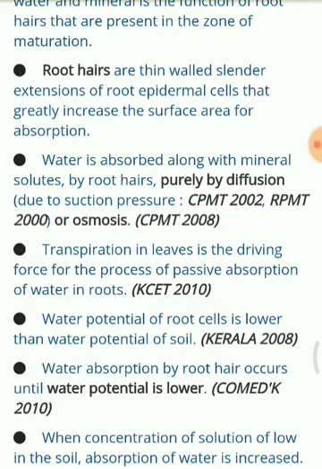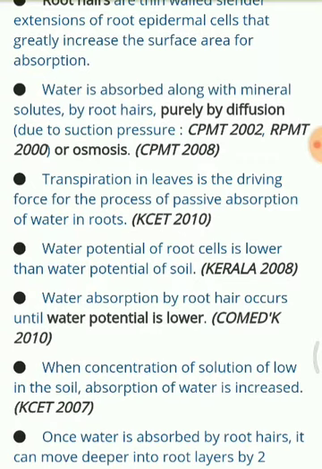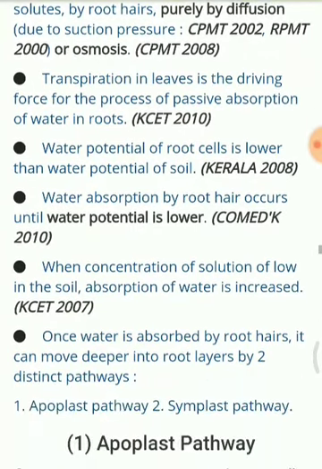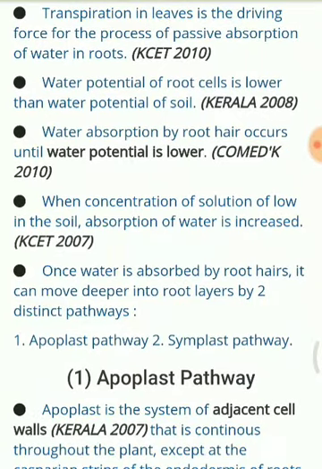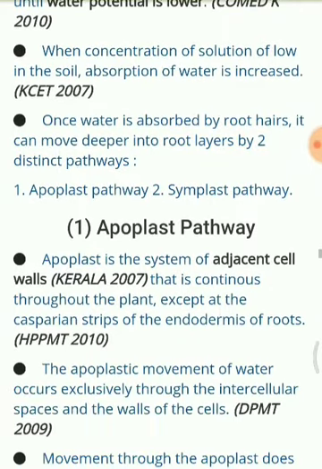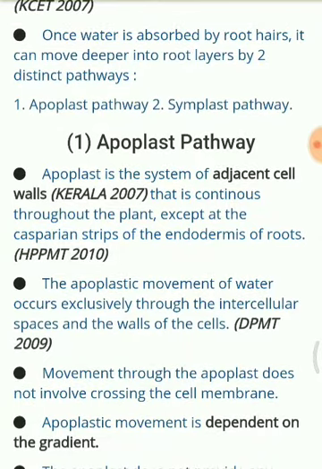Transpiration in leaves is the driving force for the process of passive absorption of water in roots. The water potential of a root cell is lower than the water potential of soil. Water absorption by root hair occurs as long as water potential is lower. When the concentration of solution in the soil is low, absorption of water is increased. Once water is absorbed by root hair, it can move deeper into root layers by two distinct pathways: the apoplast pathway and the symplast pathway.